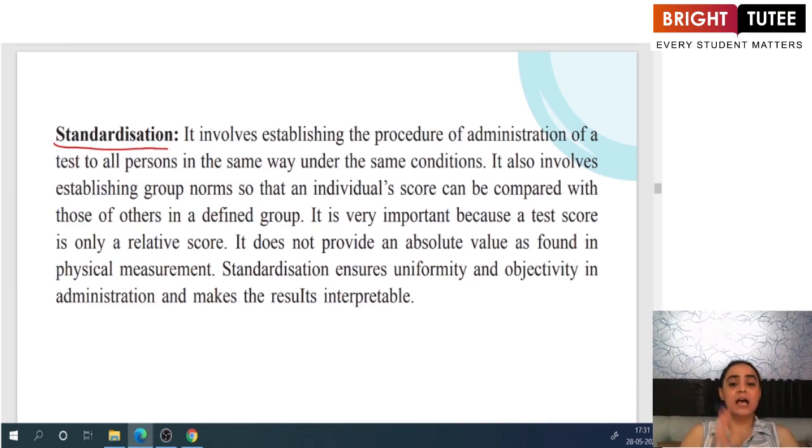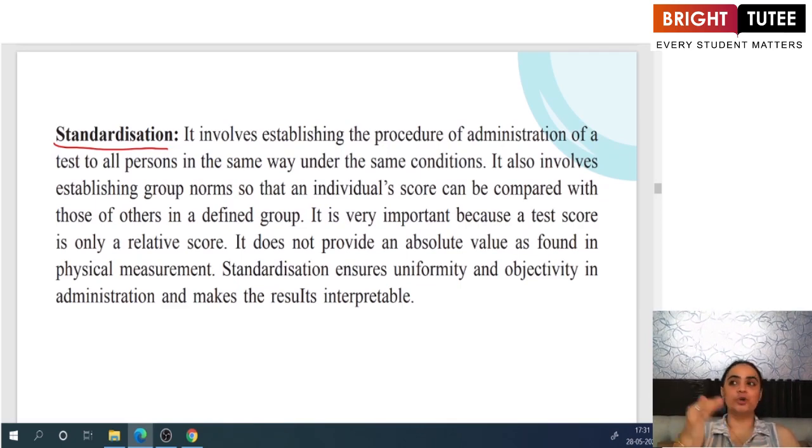Standardization means the process in which you are establishing the procedure of administration, how you are going to conduct a test to judge all the persons in the same way under the same circumstances.